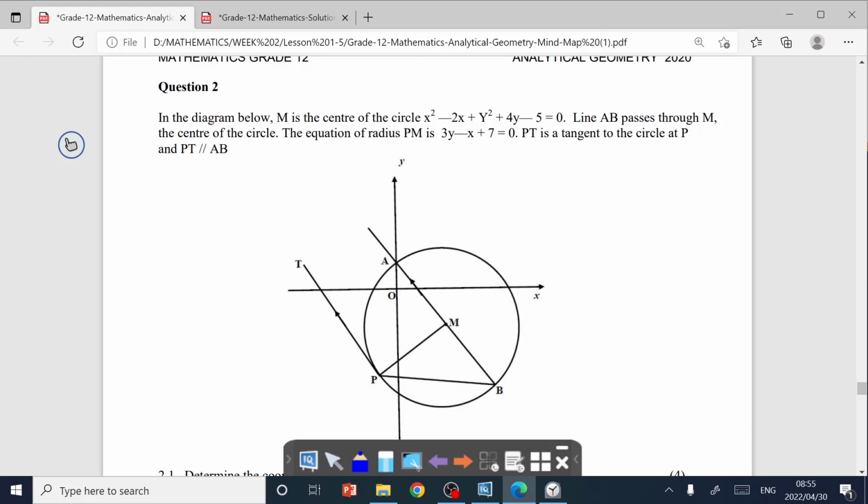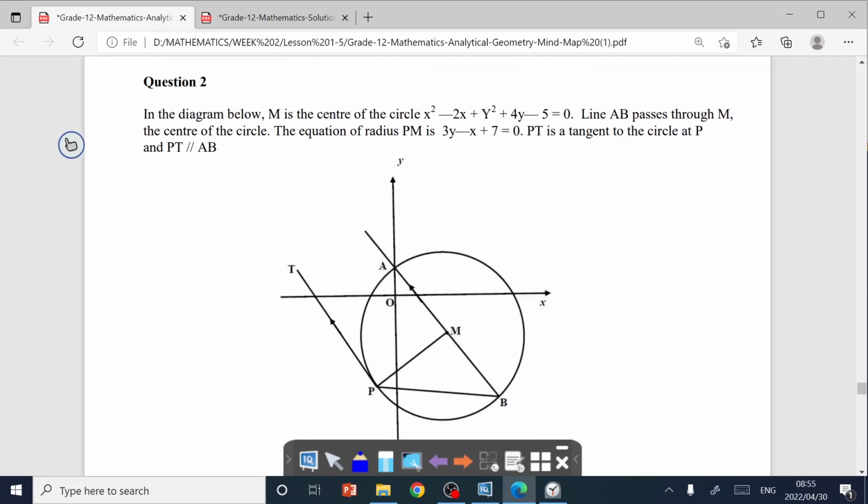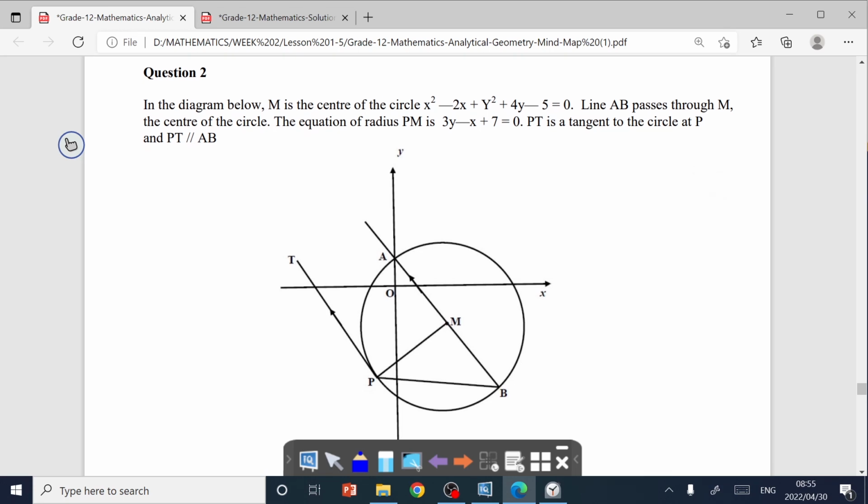Now, I would like a learner to actually read that slowly, and we must take down the information that we have. Any learner who wants to read, please? Yes, Pumzile? In the diagram below, M is the center of the circle, x squared minus 2x plus y squared plus 4y minus 5 is equal to 0. Okay, stop there.